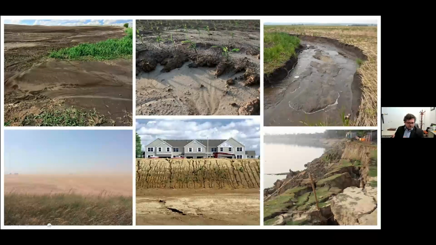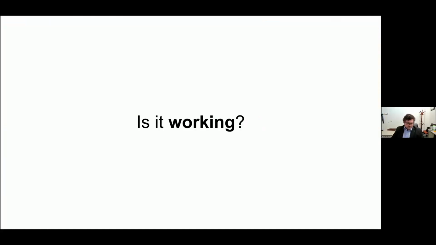So all of these processes together are what we are trying to reduce or eliminate from our different lands that we want to conserve soil and water from, and nutrients as well. And the big question is, is it working? Are our conservation planning processes and practices working?